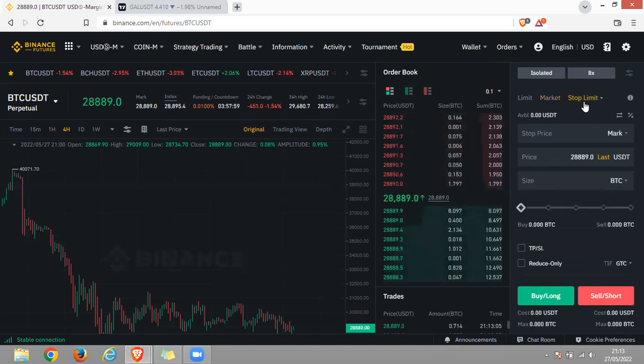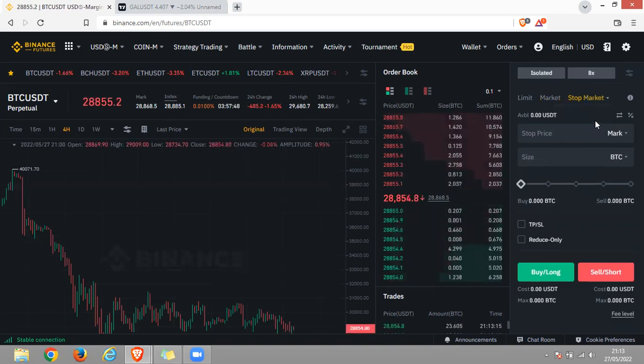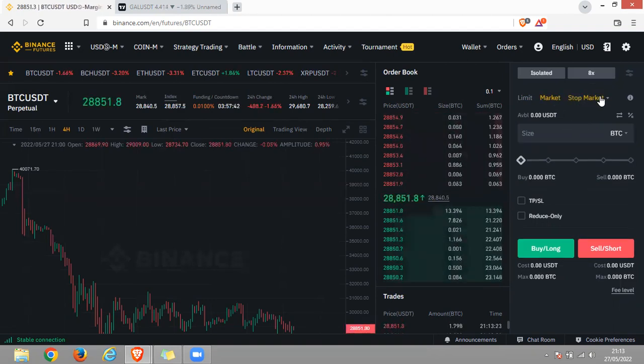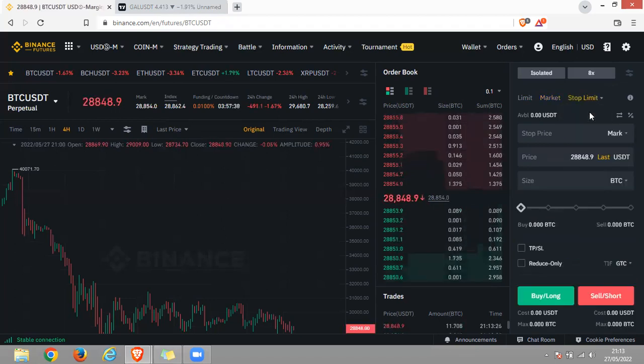Now, stop limit is another order where you determine where you want to buy and also where you want to leave the market. Now we also have stop market too. Stop market can also be used to determine where you want to buy and where you want to leave. Now the difference between stop limit and stop market is something significant. You put your stop market where you want to buy and put the price you're buying.